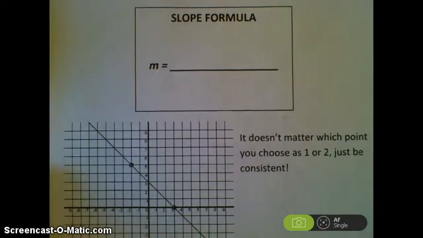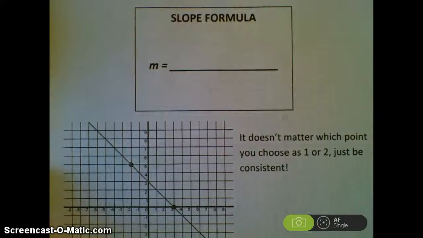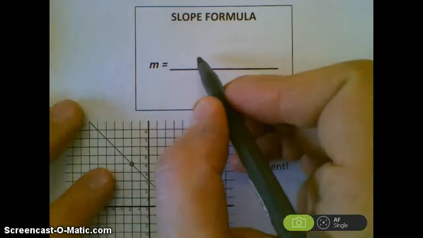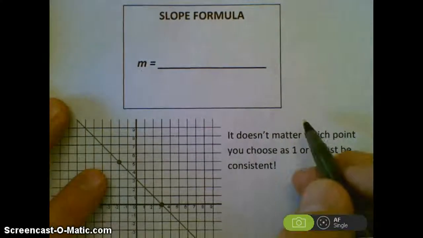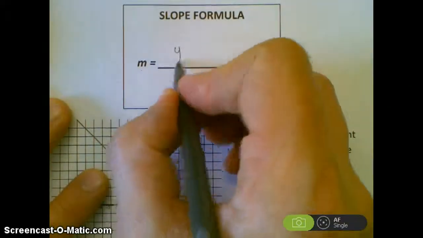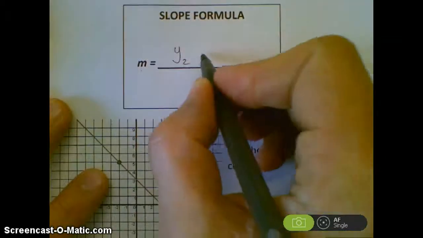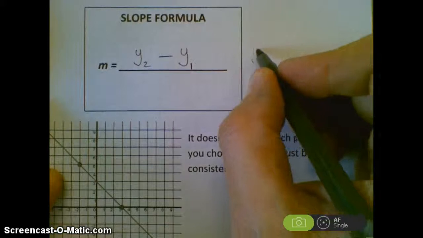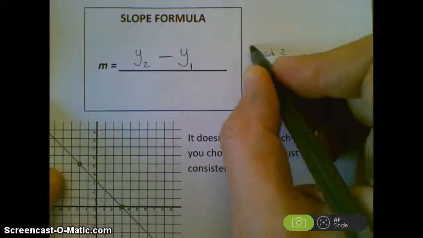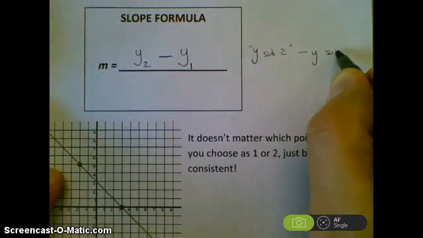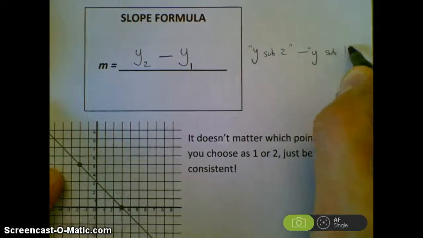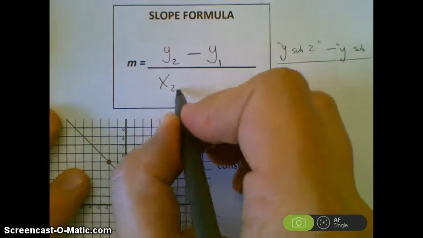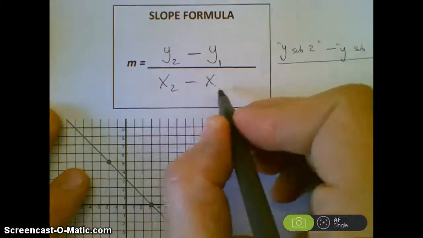Now, slope formula. This is going to make finding the slope much easier. Slope formula is pretty simple. I'm going to write it and say it, and then write what I say because you might not be able to understand me. So this is y sub 2 minus y sub 1. I'm just going to write that, y sub 2 minus y sub 1, divided by x sub 2 minus x sub 1.